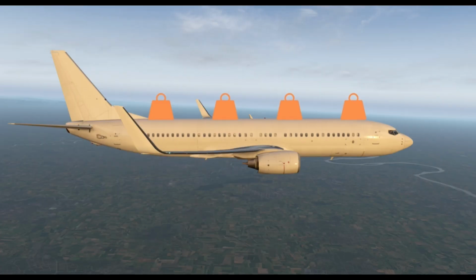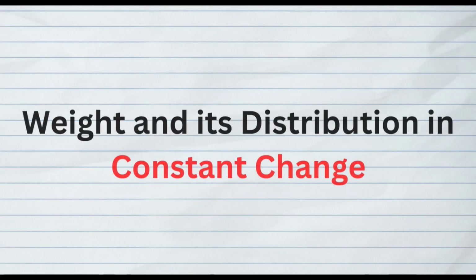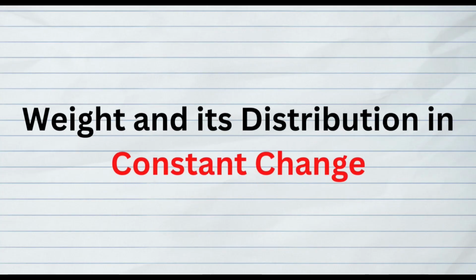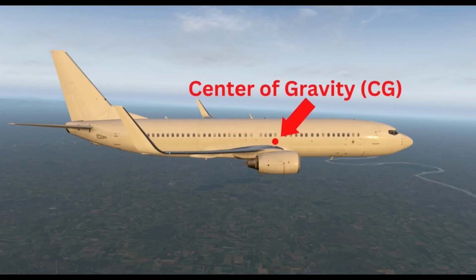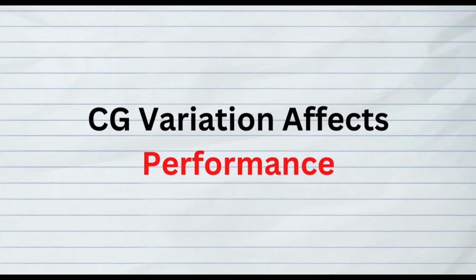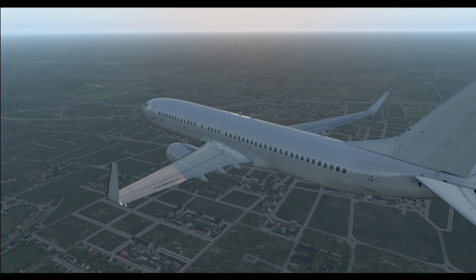The weight is distributed throughout the airplane but acts as a force through the center of gravity, which is the average location of the weight along the aircraft surface. In flight, weight and its distribution are in constant change due to factors such as fuel burn, causing the airplane to have a shifting center of gravity. This variation affects performance, with all the aerodynamic components, including airfoils, being modified to maintain balance.